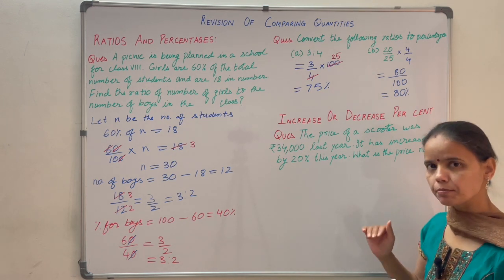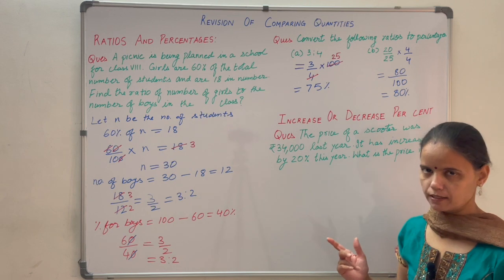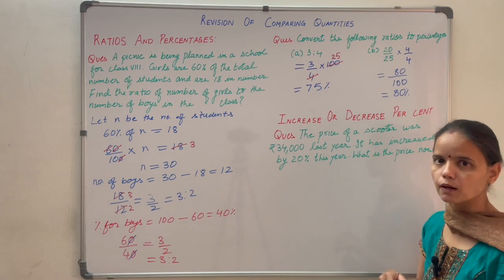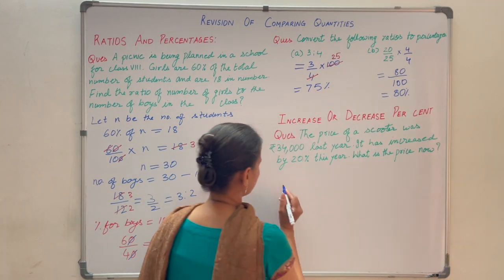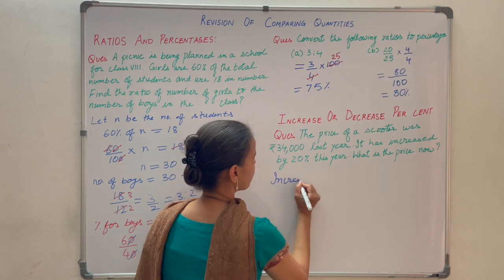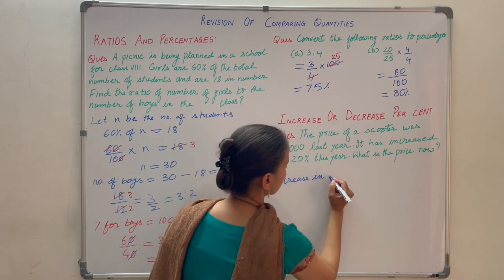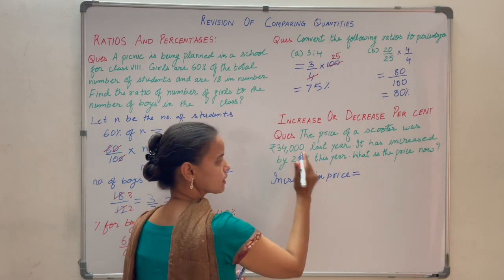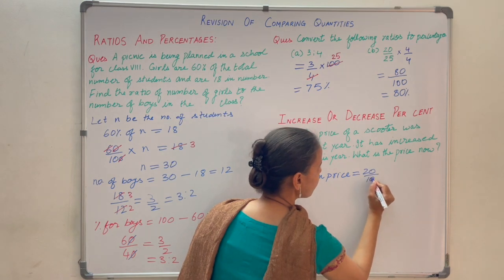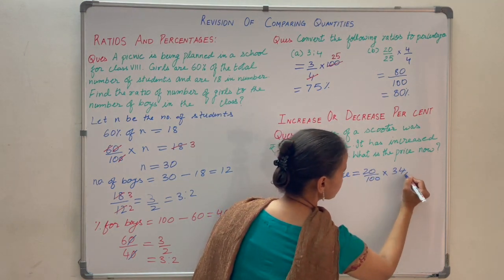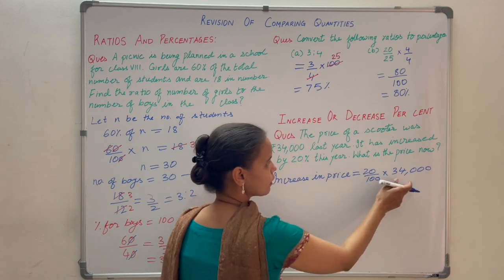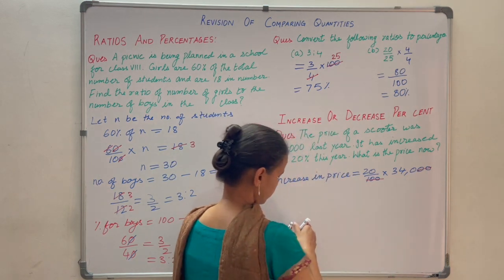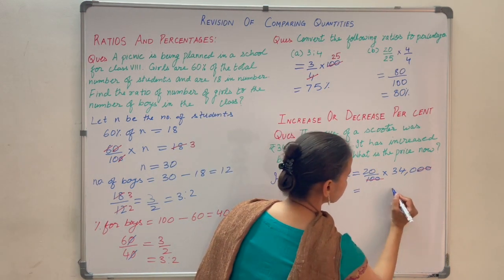So to find out how much is the price now, you first need to find out how much is the increase. If you find out the increase, then you can add it to the last year price and calculate how much is the price now. So let us find out how much is the increase in price. So increase in price of the scooter, that is 20% this year. 20% of what? 20% of 34,000. So 20% of 34,000 you have to calculate. Let us cancel the two zeros here. So you have to now multiply the two zeros first. I'll write it down as it is.